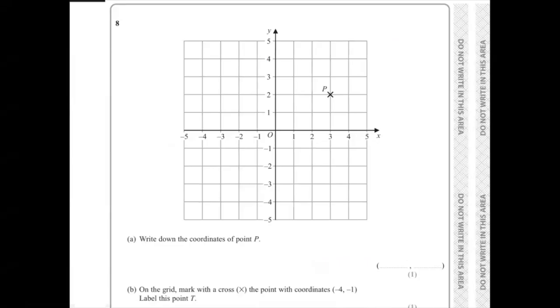So the coordinates of point P, remember we go along the corridor first, up the stairs. So we've got 3, 2. We've got to do the coordinate -4, -1. So along first, -4, and then -1 would bring us here. And the last question is, on the grid, draw the line with the equation y equals 4. And that's this line here. So you go to your y-axis and cross it at 4.